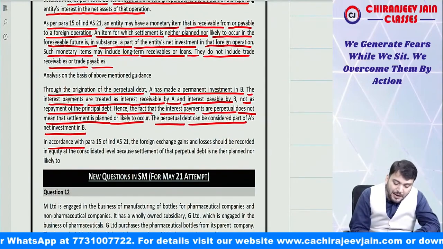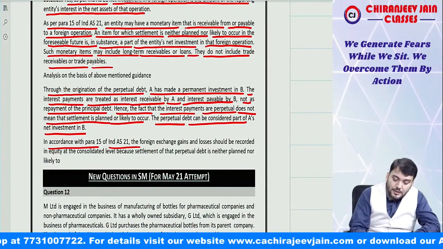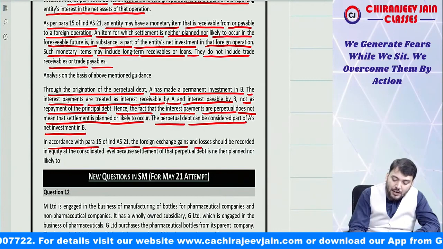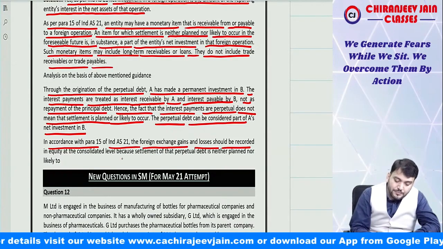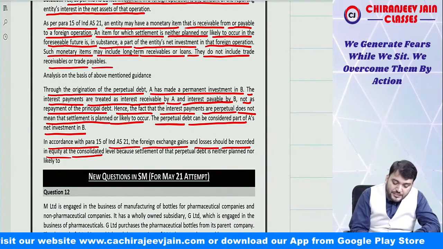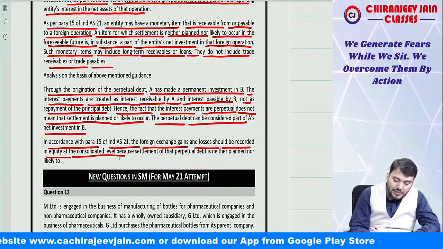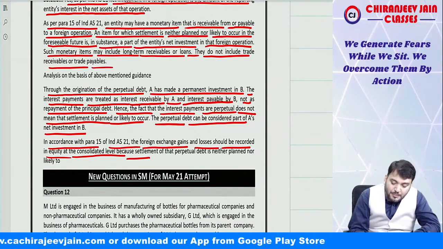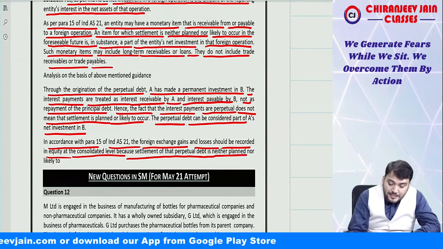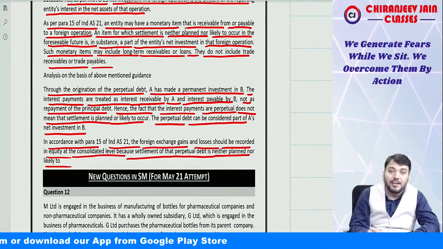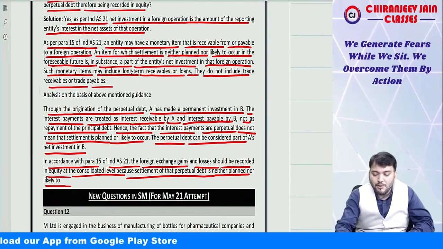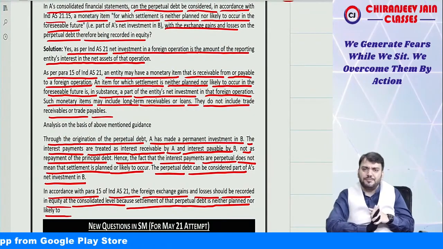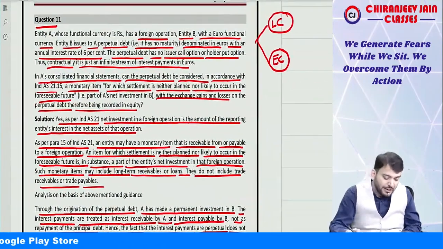In accordance with Ind AS 21, the foreign exchange gain and loss should be recorded in equity at CFS at a consolidated level, because settlement of that perpetual debt is neither planned nor likely to occur in the foreseeable future. I hope you have understood this point. Very good question. Means just try to understand.